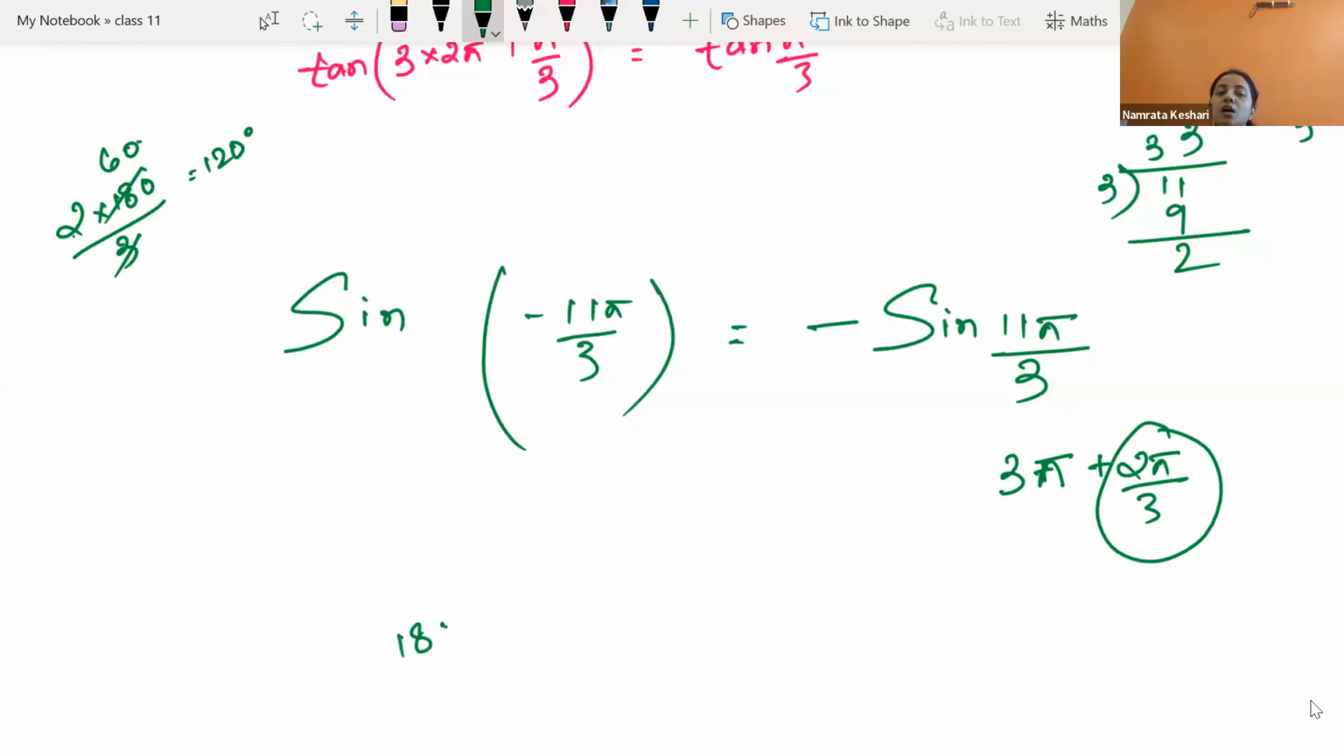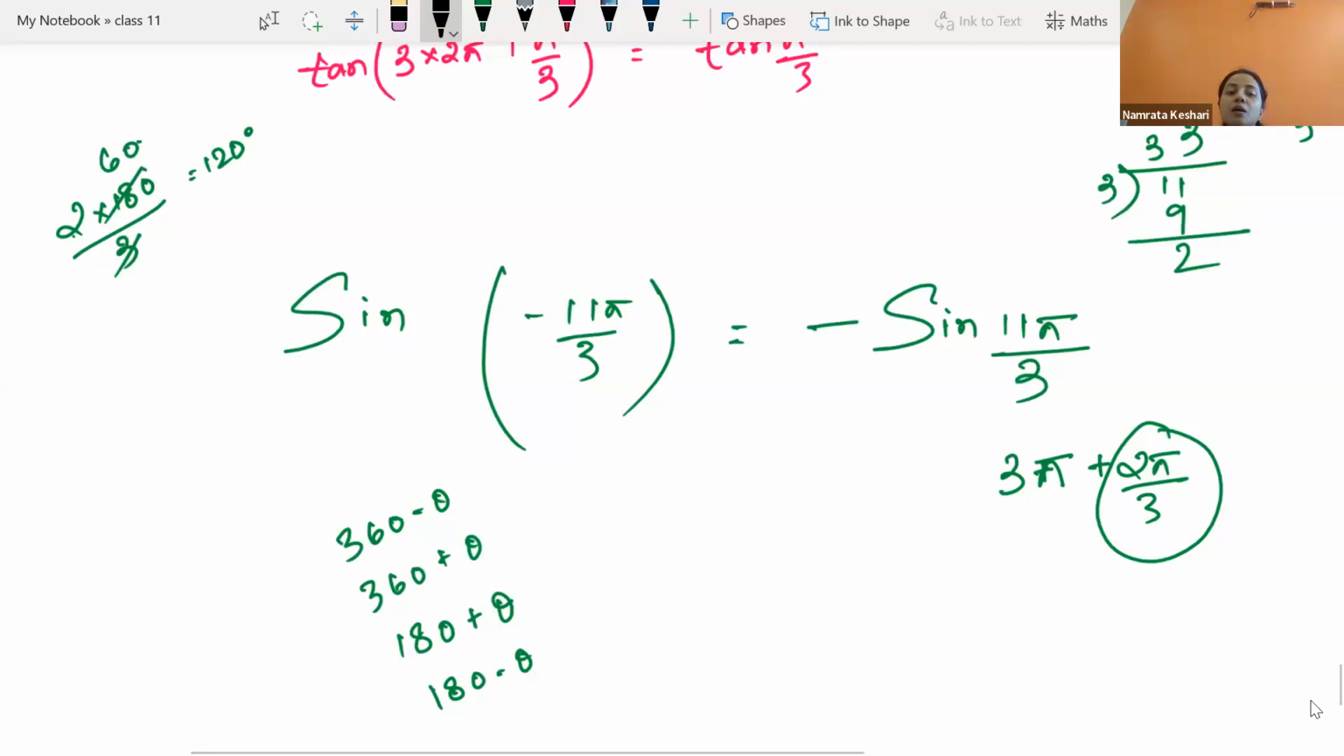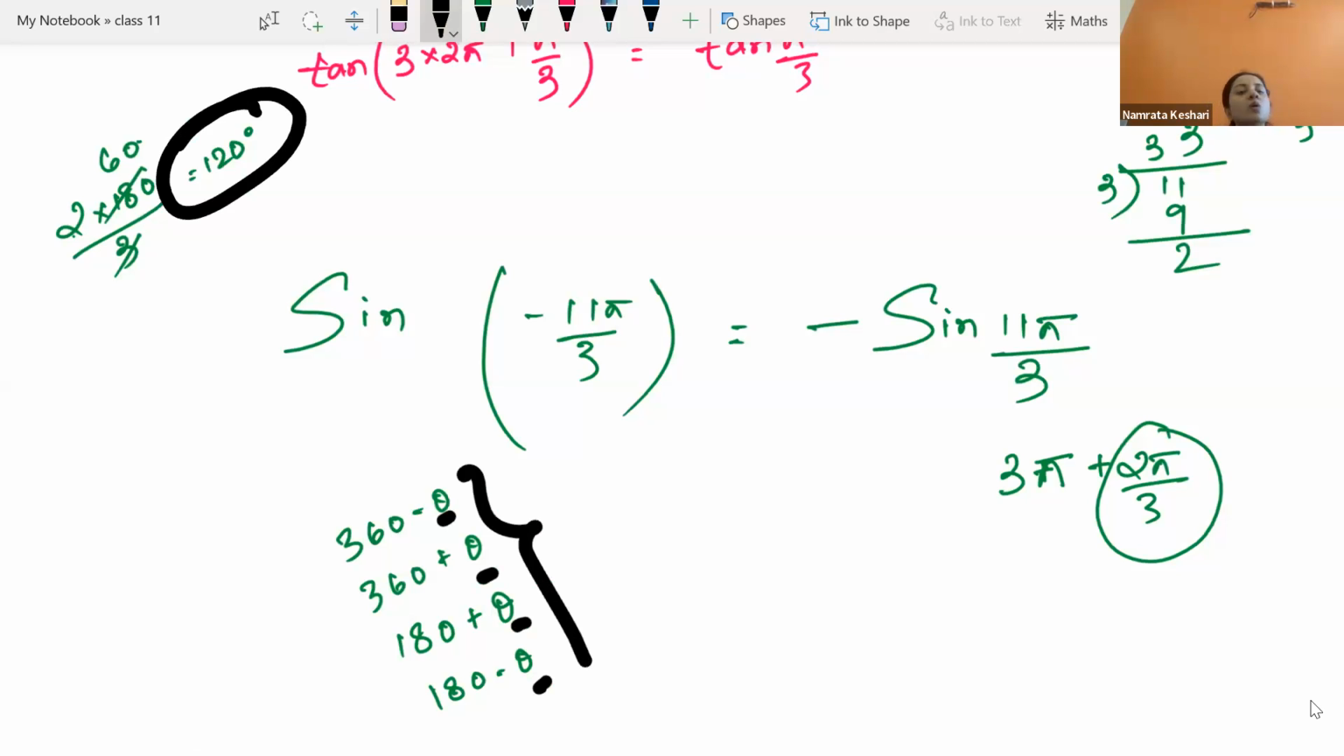Something like, till now whatever you have seen, 180 plus theta, 180 minus theta, 360 plus theta, 360 minus theta, here one condition is there that our theta always has to be an acute angle. That means less than 90 degree. Otherwise we won't be able to say surely in which quadrant we are, right? Yes, ma'am. Here theta has to be an acute angle, less than 90. This 120 we cannot take. This 2 pi by 3 we cannot take.